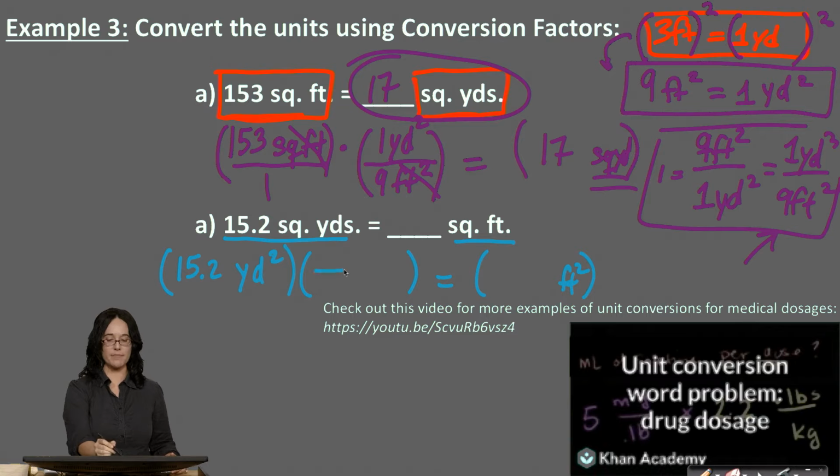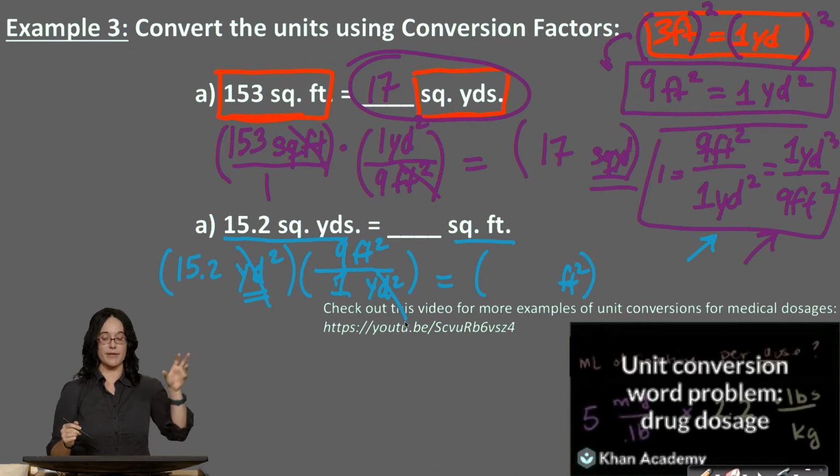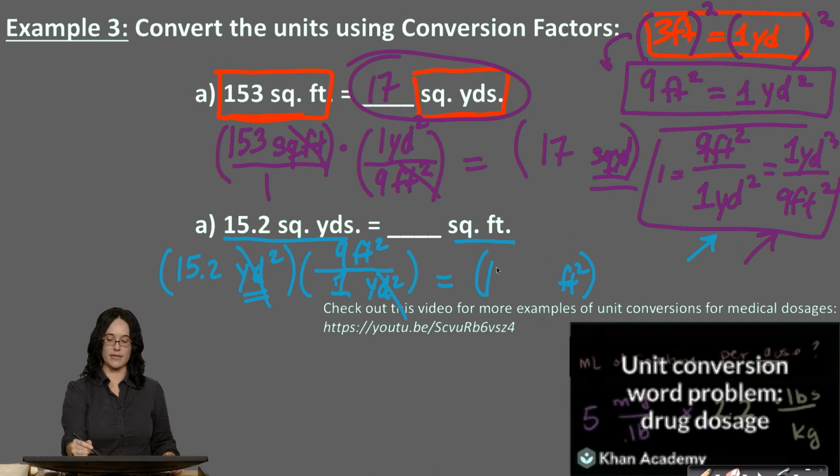Well, you'd want to multiply by something where yards squared is in the bottom, right? So that's your little clue. Looking here at our conversion factor, it would be this one, wouldn't it? 9 square feet over 1 square yard. So in this case, the yards squared cancel, and I have 15.2 on top times 9. So we're multiplying. And again, you could have remembered large to small, multiply. 15.2 times 9 should give you approximately 136.8.